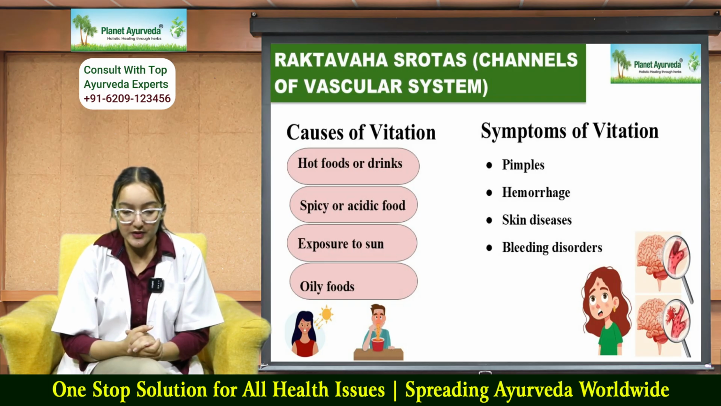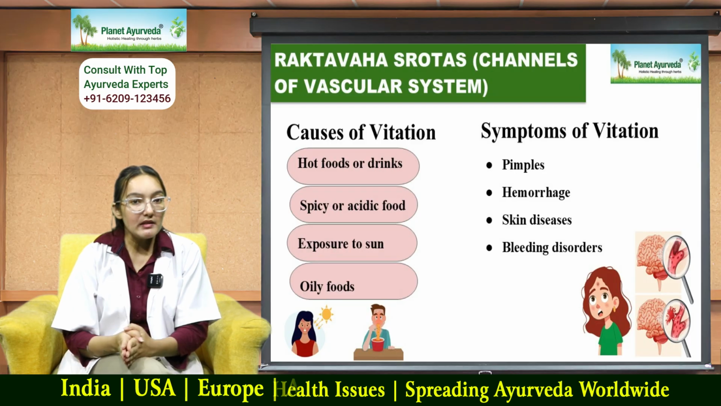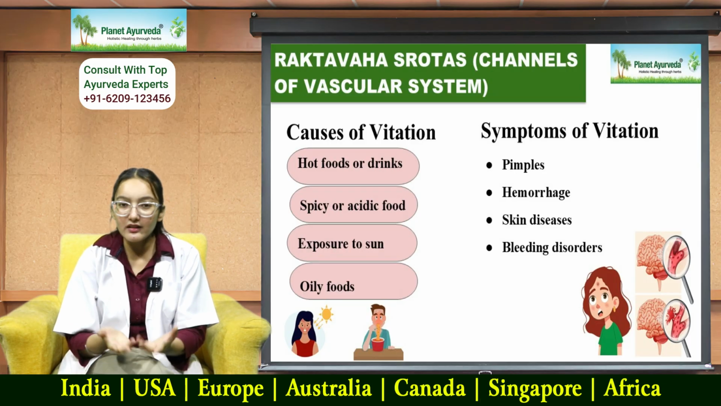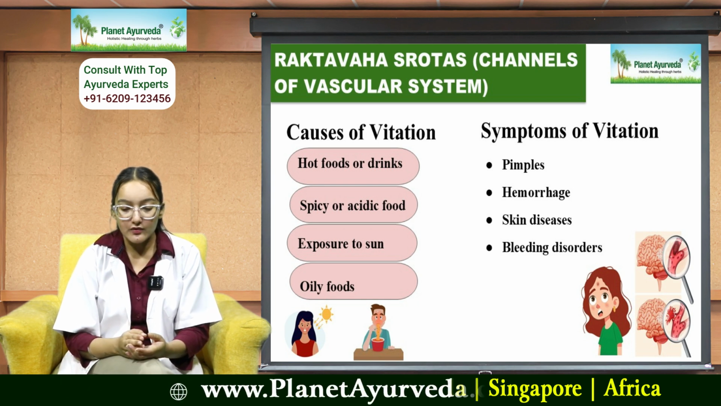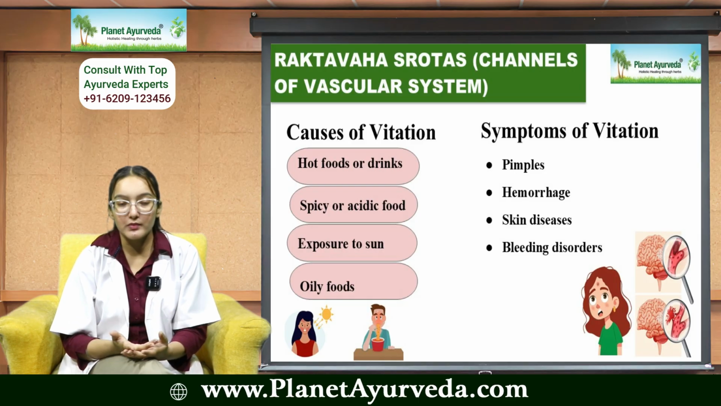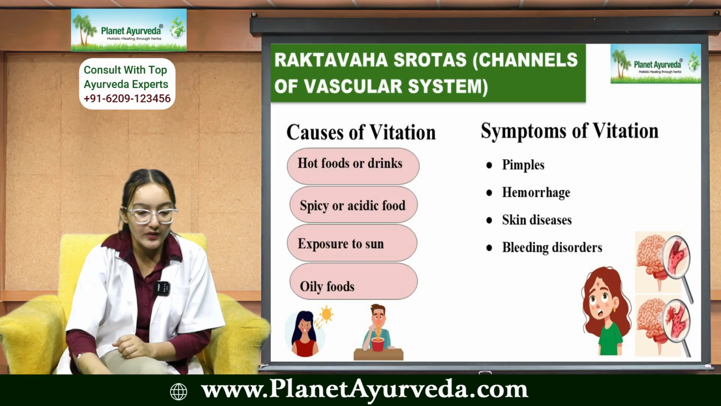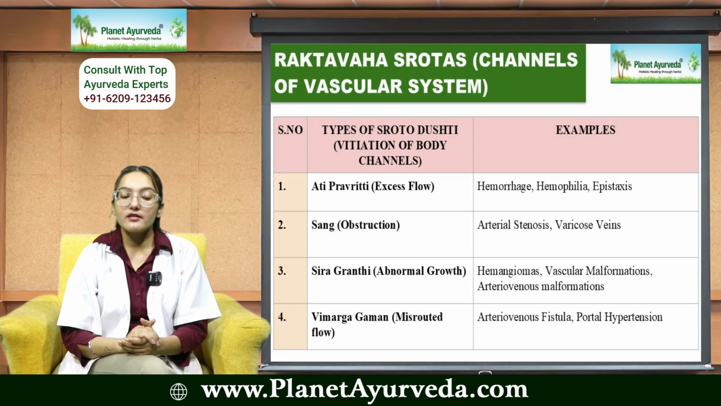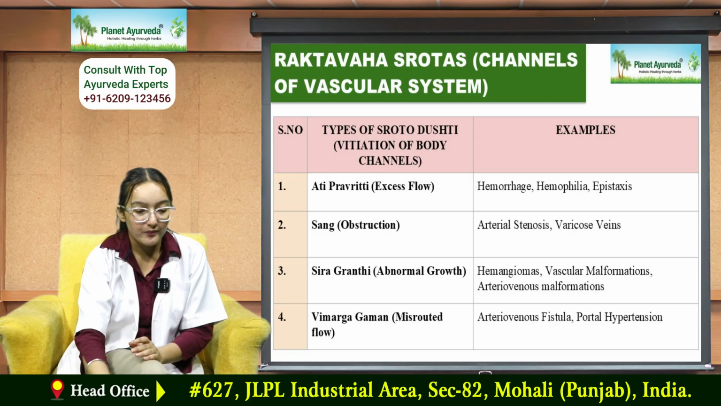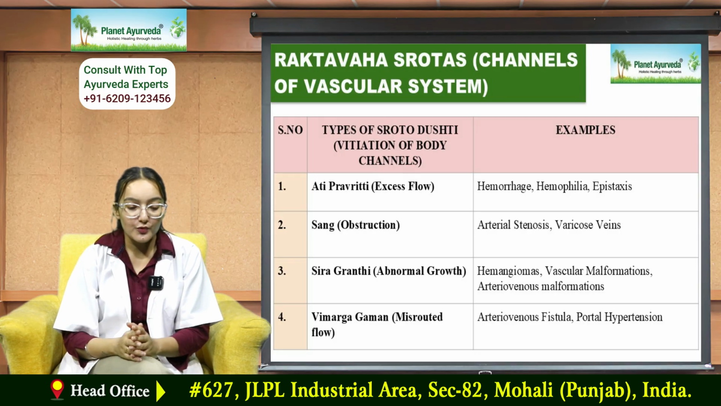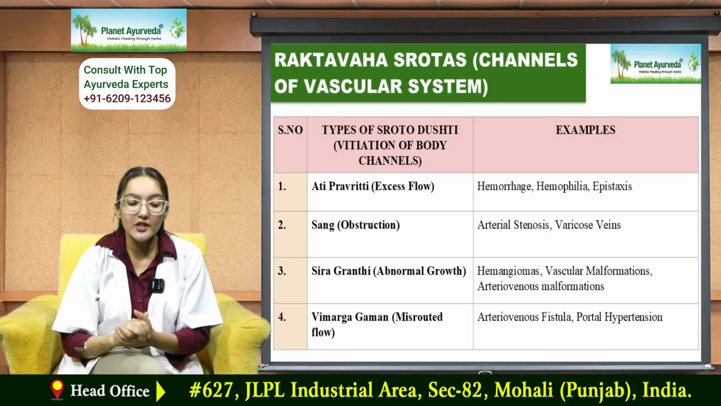Here are some symptoms mentioned: pimples, hemorrhage, acne, eczema, psoriasis, all come under this. Skin diseases and bleeding disorders. One may experience too much bleeding in such cases. Then, moving towards the examples of vitiation of body channels, the types of Srotadushti related to Raktavaha Srotas.